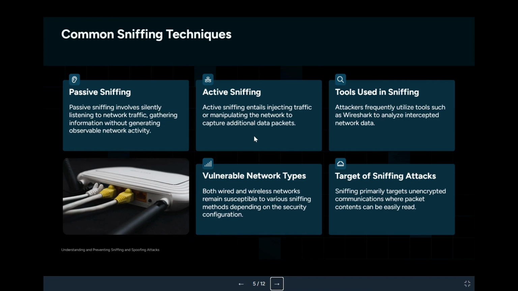Now, the attackers and also cybersecurity professionals use tools such as Wireshark to analyze intercepted network data. Both wired and wireless networks can become vulnerable depending on their security settings. Sniffing usually targets unencrypted communication because plain text traffic is easier to read.